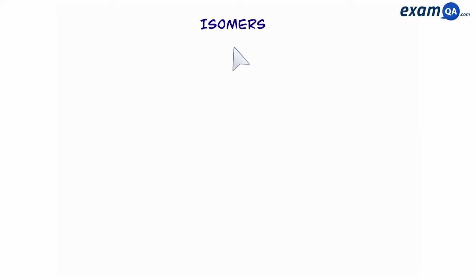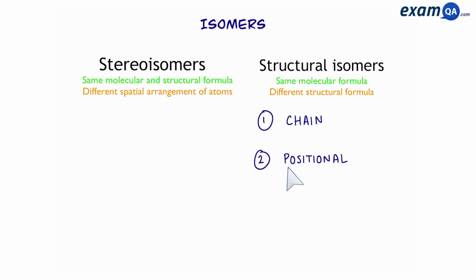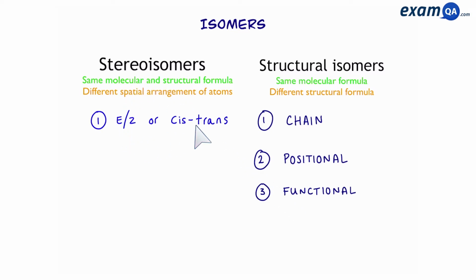There are two main types of isomers: structural isomers and stereoisomers. Structural isomers have the same molecular formula but different structural formula. And stereoisomers have the same molecular and structural formula but different spatial arrangement of atoms. There are three types of structural isomers: chain, positional, and functional. And two types of stereoisomers: E/Z or cis-trans, and optical. In this video, we're going to be focusing on structural isomers.